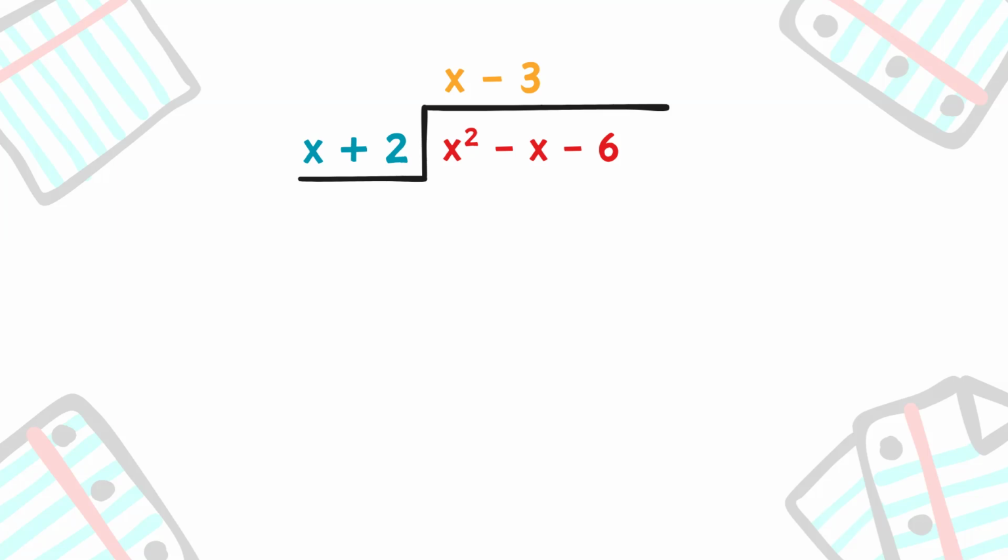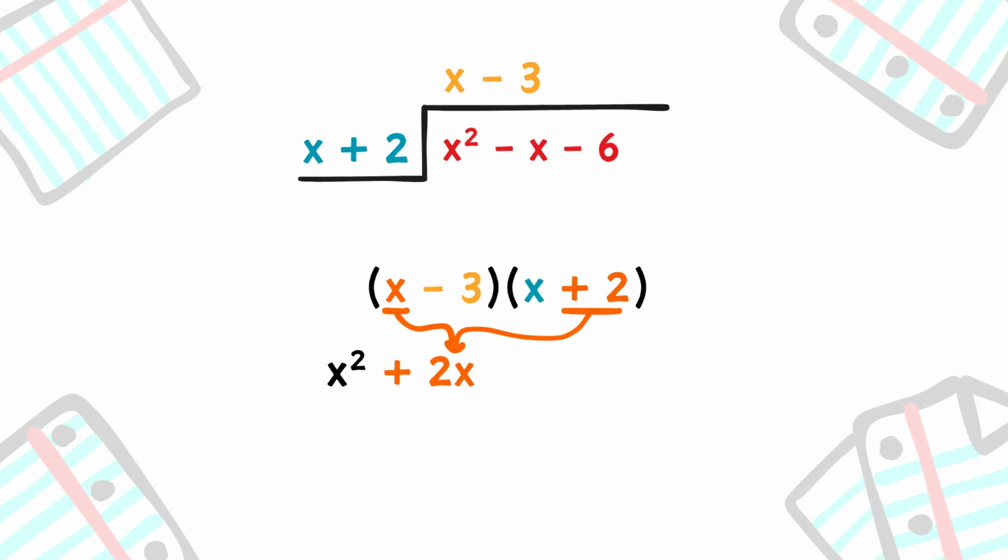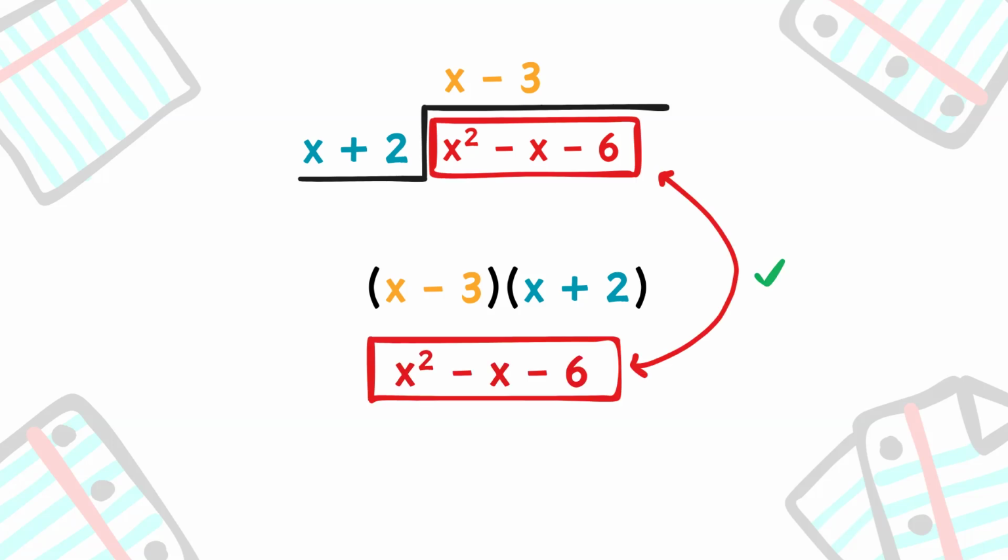And as always, to guarantee success, let's check our work. X times x is x squared. X times 2 is 2x. Negative 3 times x is negative 3x. And negative 3 times 2 is negative 6. 2x minus 3x is negative x. So we have x squared minus x minus 6, which is our original dividend. Awesome, awesome work.